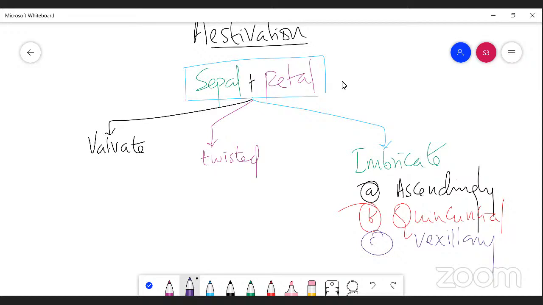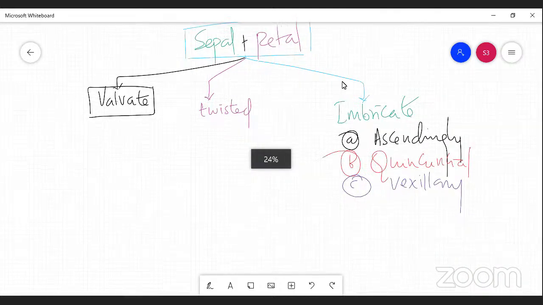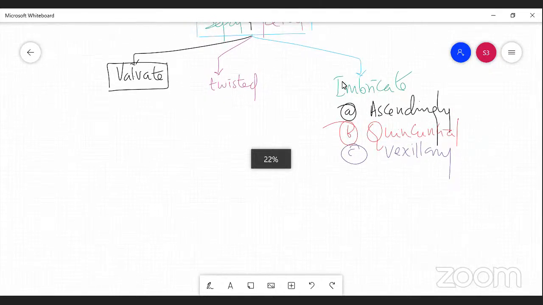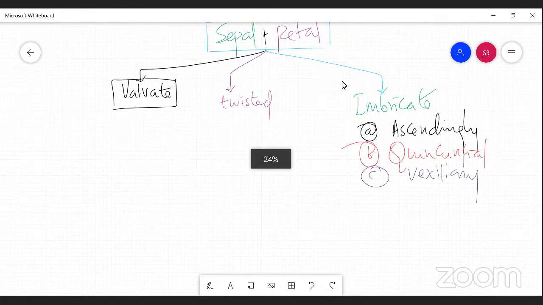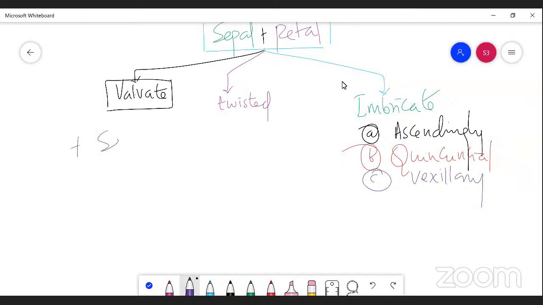First of all, let me take valvate aestivation. What is valvate aestivation? Valvate aestivation is a type of aestivation in which there will be 5 sepals which are arranged without overlapping. That is called simply valvate aestivation. My dear student, please understand: there will be 5 sepals, and all the sepals are arranged without overlapping.